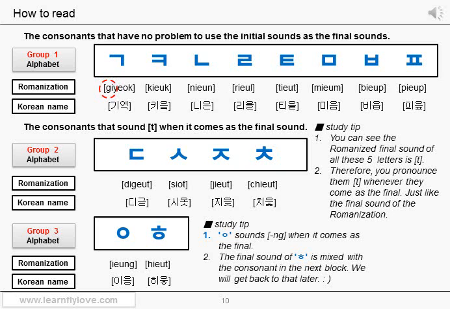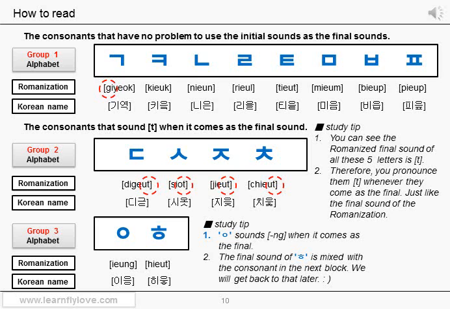Let's just see the consonants in group 2. 드, 디귿, 스, 시옷, 즈, 지읒, 츠, 치읒. You can see the romanized final sound of all these five letters is T. Therefore, you pronounce them T whenever they come as the final, just like the final sound of the romanization.